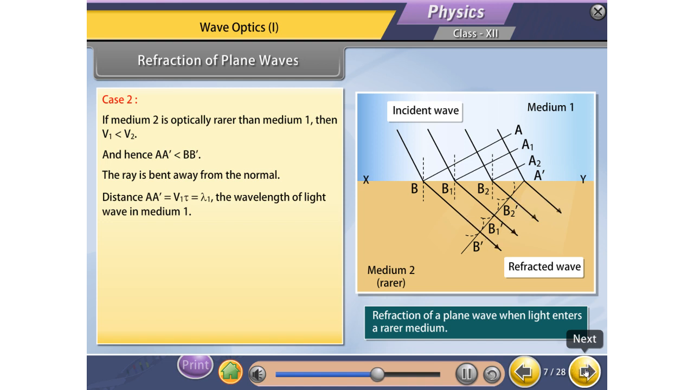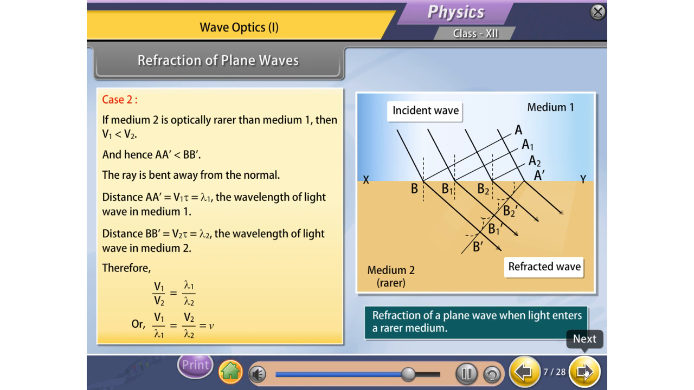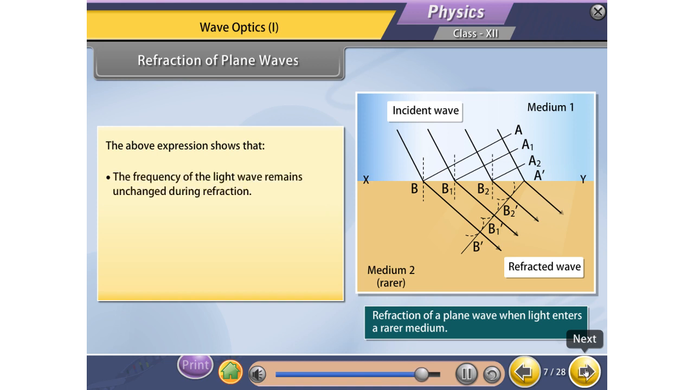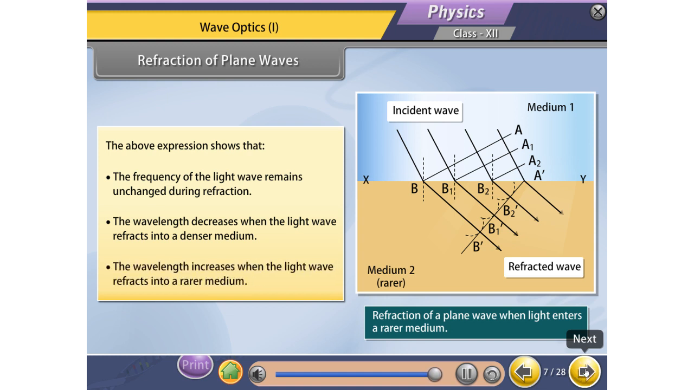Distance AA' is equal to V1 t is equal to lambda 1, the wavelength of light wave in medium 1. Distance BB' is equal to V2 t is equal to lambda 2, the wavelength of light wave in medium 2. Therefore, V1 by V2 is equal to lambda 1 by lambda 2, or it can be written as V1 by lambda 1 is equal to V2 by lambda 2 is equal to nu. The above expression shows that the frequency of the light wave remains unchanged during refraction. The wavelength decreases when the light wave refracts into a denser medium and the wavelength increases when the light wave refracts into a rarer medium.